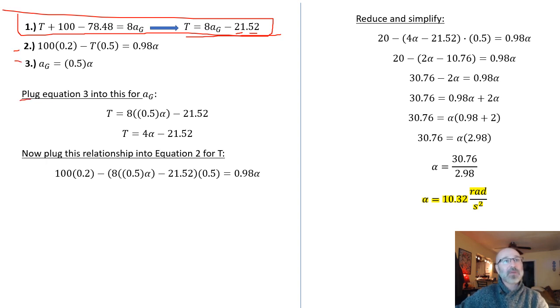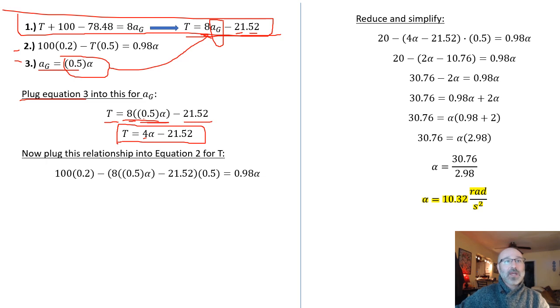So my next step here is I'm going to take equation number 3. I'm going to plug this in for my a sub g. So I take this relationship right here. A sub g is equal to 0.5 times the alpha. I can plug in right here for my a sub g into my modified version from equation 1 there. And what I end up with here is t is equal to 8 times, when I plug in for my a sub g, 0.5 alpha minus 21.52, multiply through by my 8. 8 times 0.5 is 4. So t is equal to 4 alpha minus 21.52.